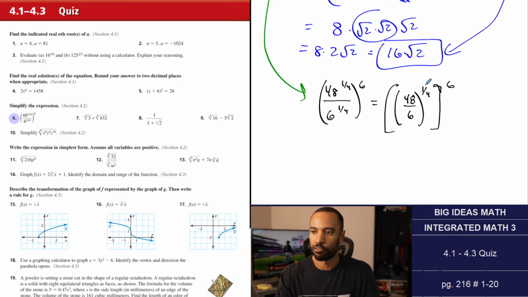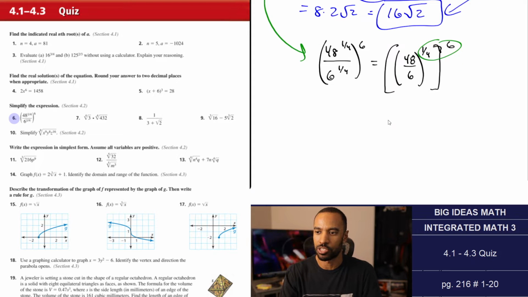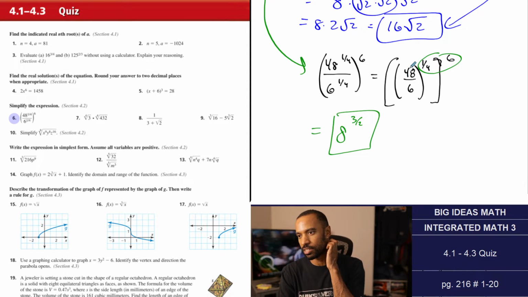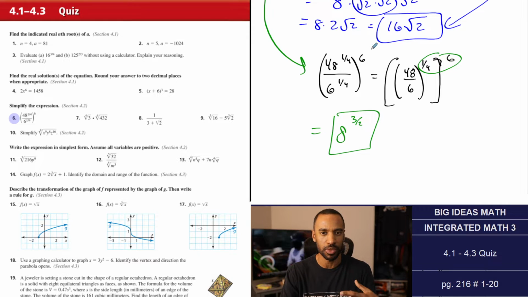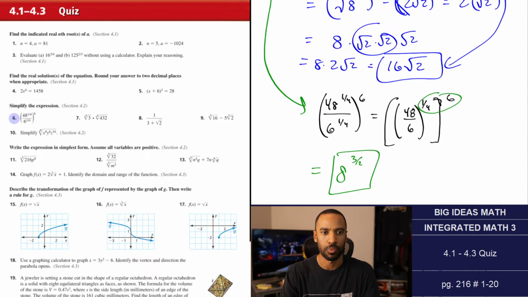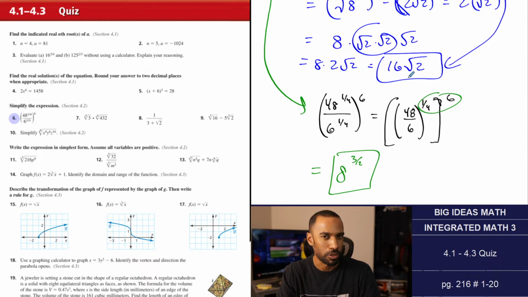Now the 6 and 1/4 can multiply here. I'll do the rest in green. 48 over 6 is 8, and 6 times 1/4 is 3/2. So you still get to the 8 to the 3/2 from there. It looks like fewer steps because I could do multiple things at once. It depends, but you still get to that answer as 8 to the 3/2 power. And like I said, that's probably the accepted one. 16 root 2 should be the same value though, as a final answer.